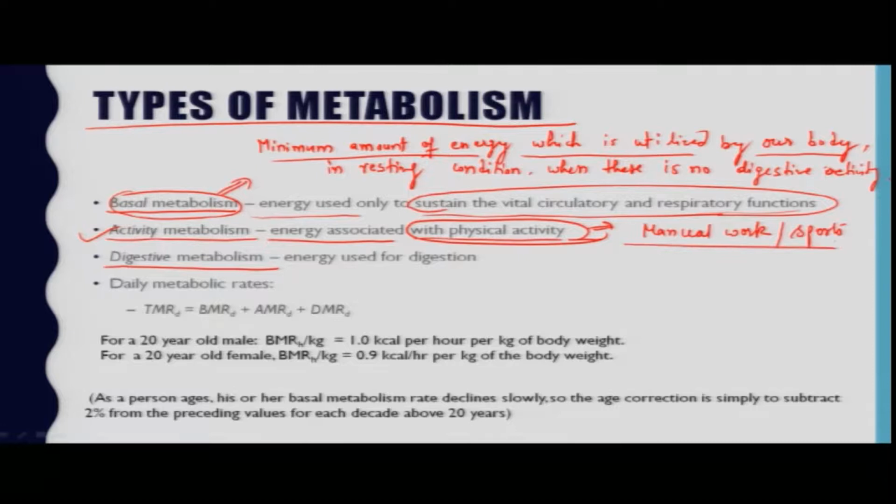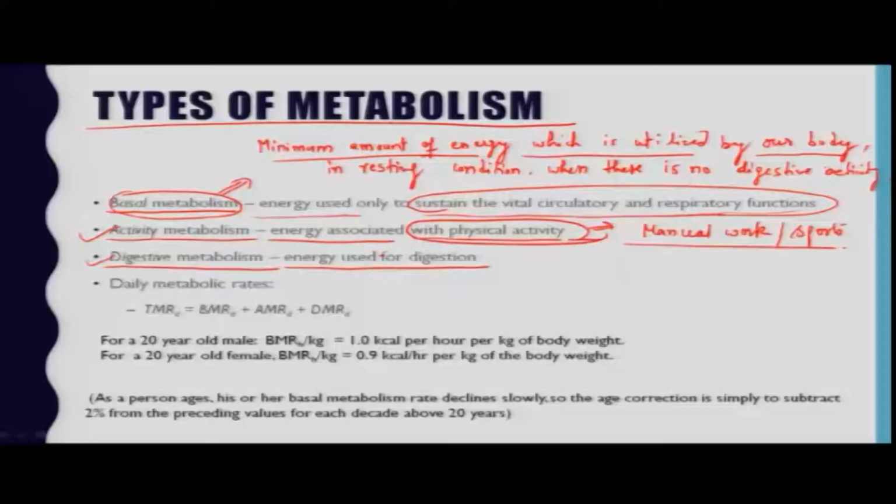The third kind of metabolism is the digestive metabolism. Here, the energy is used for digestion. Whenever you take in food, the body starts functioning and provides you energy to digest that food. So these three metabolisms and the energy associated with them are the basal metabolic rate, activity metabolic rate, and digestive metabolic rate.